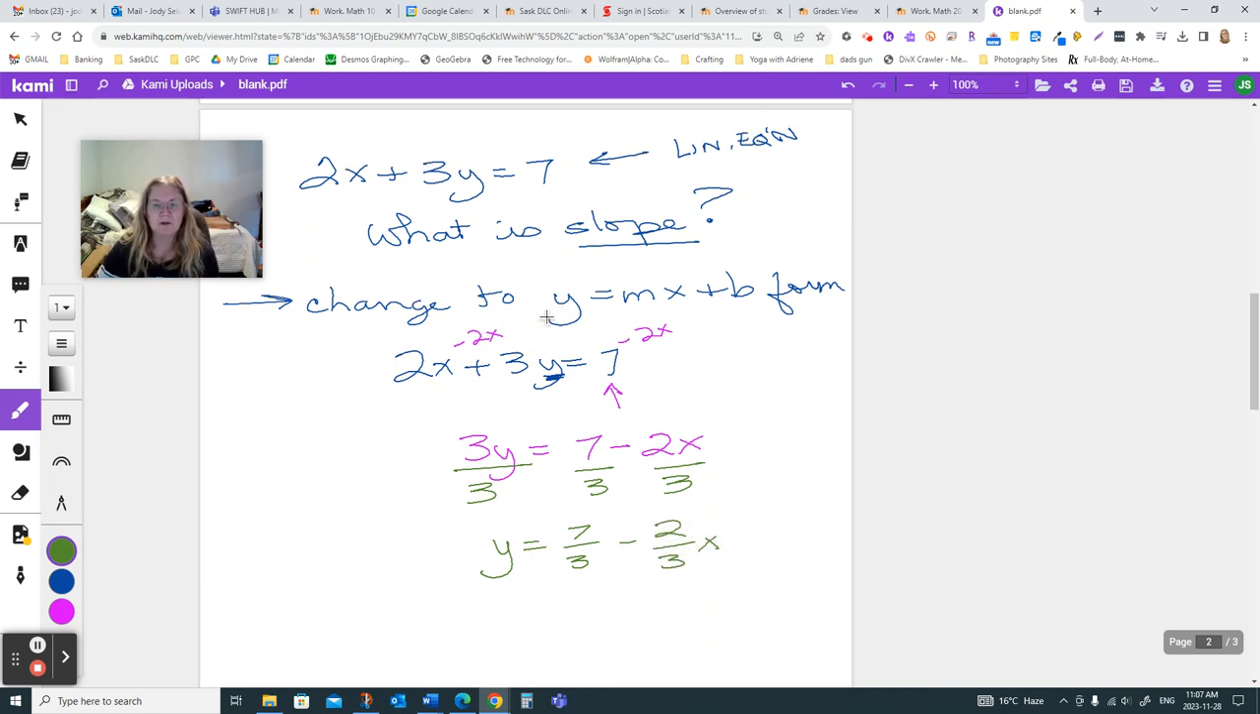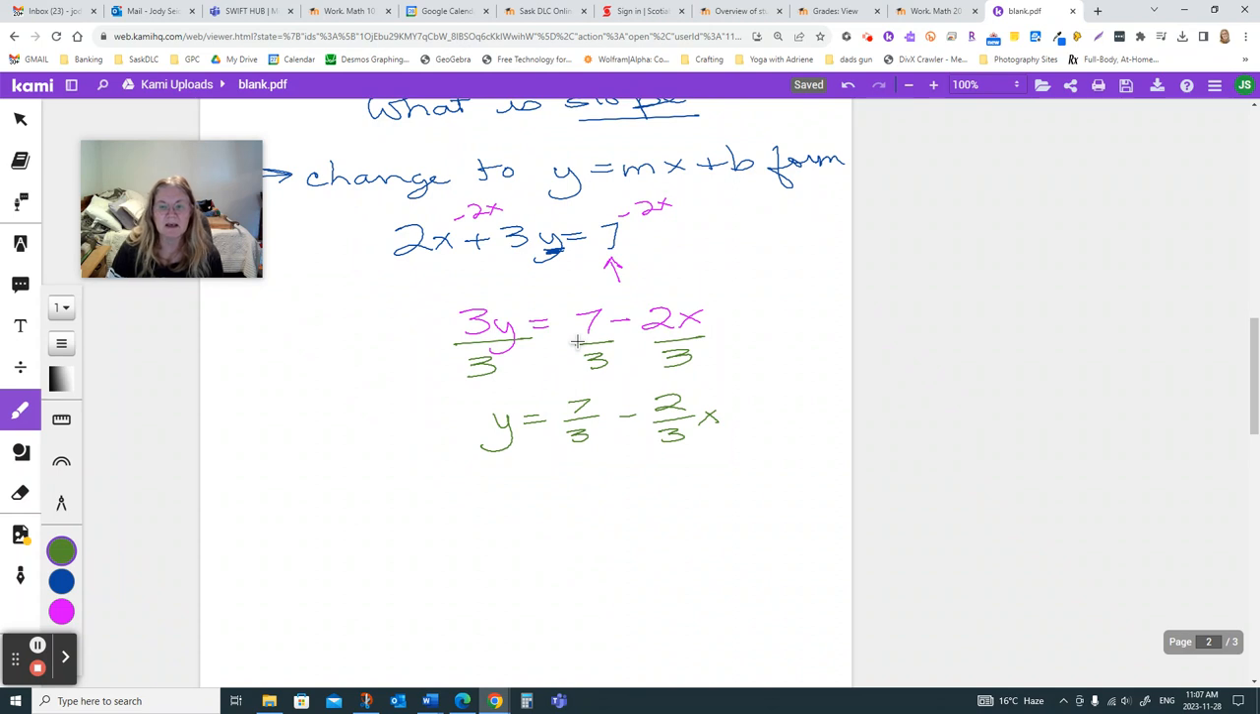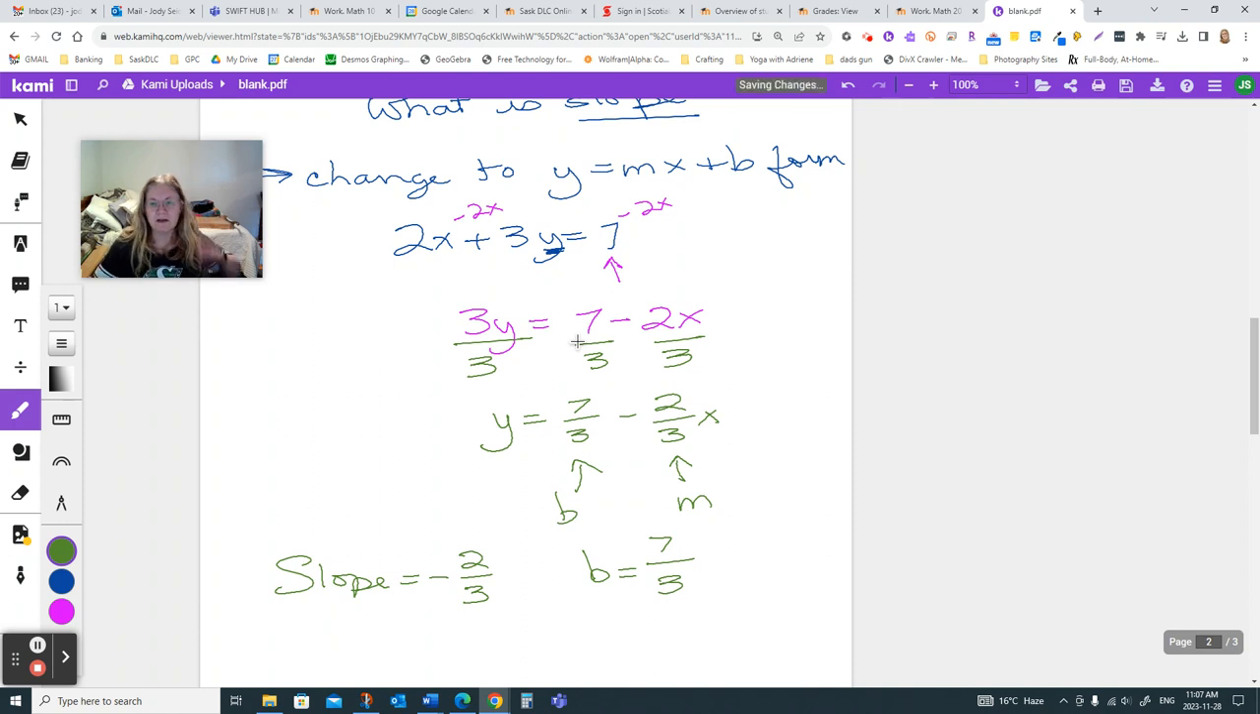Notice, if we think about y = mx + b, I've got things in a different order. M is always the number in front of my x. B is the constant, or the thing without a variable. Right now I can tell that slope for this line is negative 2/3. And if I needed it, I can tell that my y-intercept, my b value, is 7/3. And that would help me graph it if I needed to.